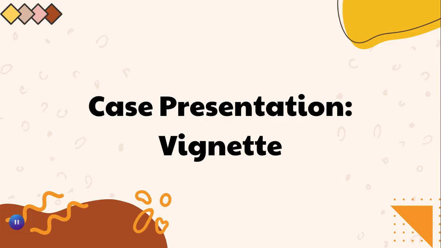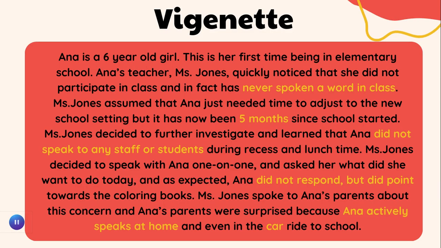So now, to end off, is the case presentation of a vignette. Here's a scenario. Anna is a 6-year-old girl. This is her first time being in elementary school. Anna's teacher, Miss Jones, quickly noticed that she did not participate in class and in fact has never spoken a word in class. Miss Jones assumed that Anna just needed some time to adjust to the school setting, but it has been 5 months since school started.